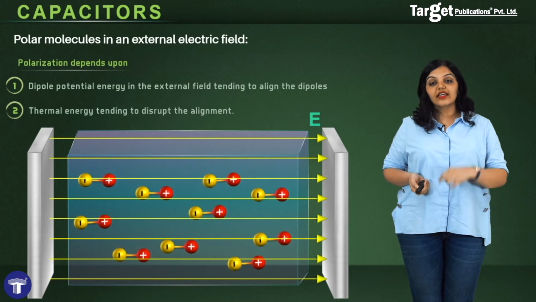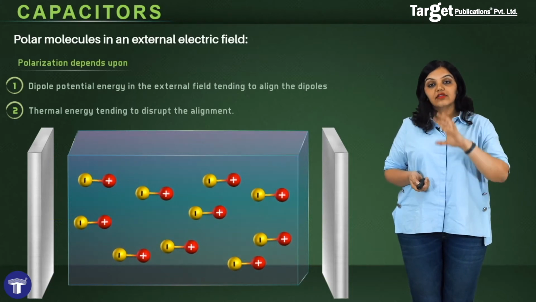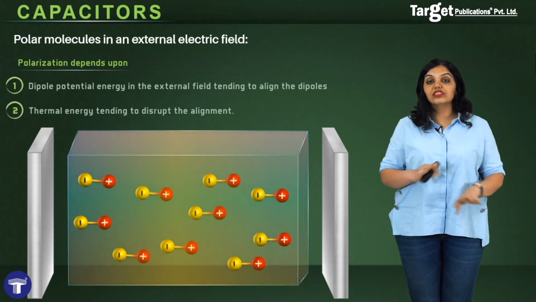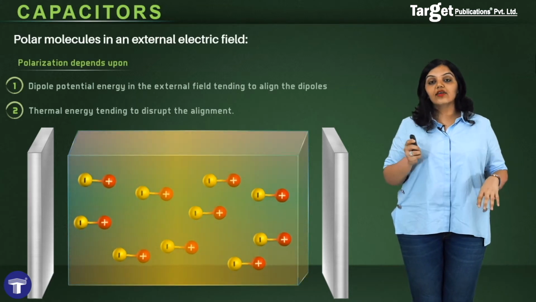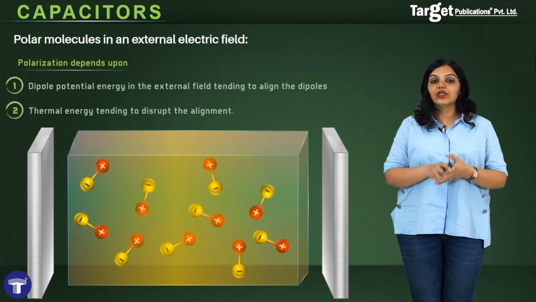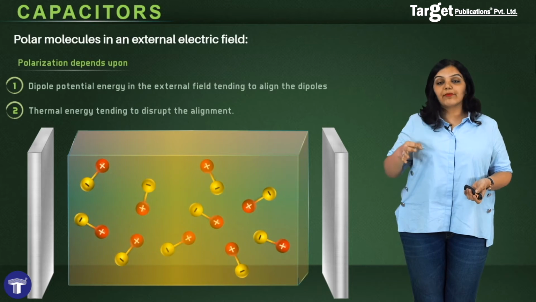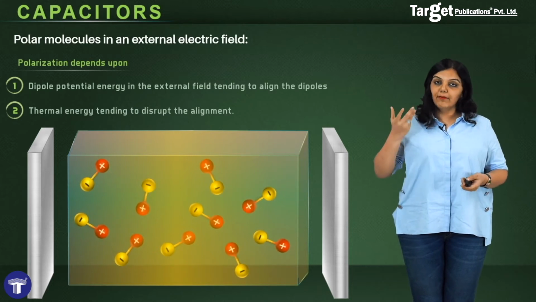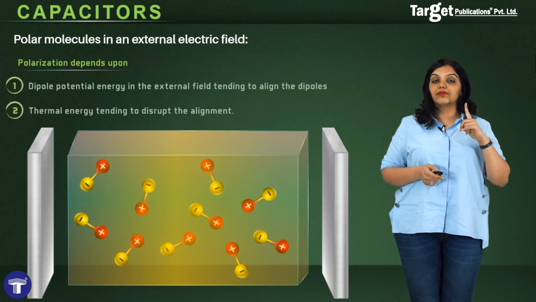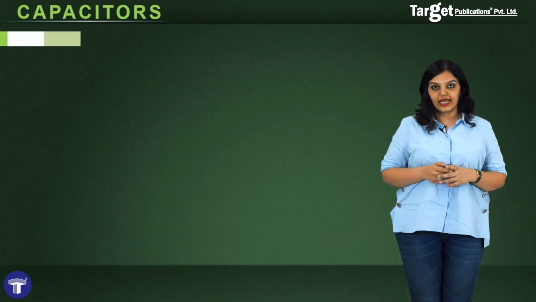Like I've already said, if you remove the external field, the thermal energy or the thermal agitation will cause these to lose their polarization, and they will again all get randomly oriented, and again the net dipole moment will go to zero, but the individual dipole moment will always remain because these are polar molecules. So this is the difference between the polarization in a polar dielectric and a non-polar dielectric.